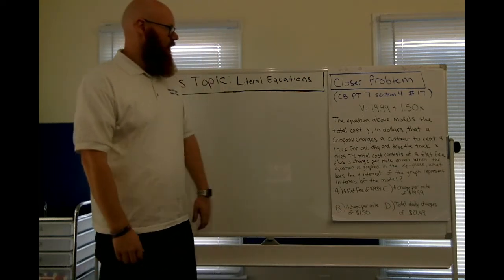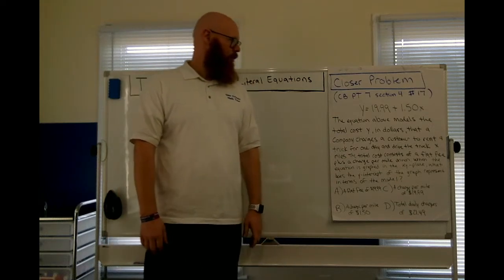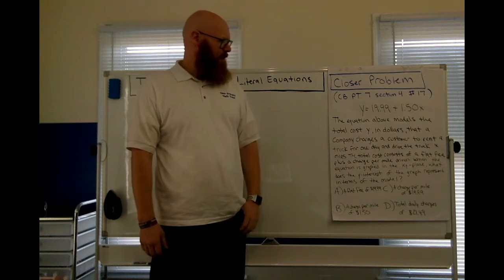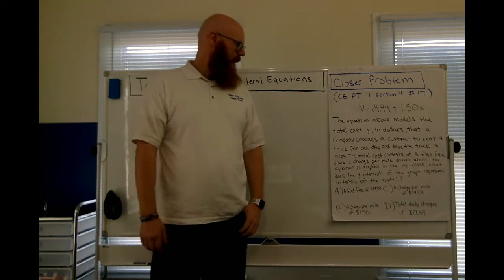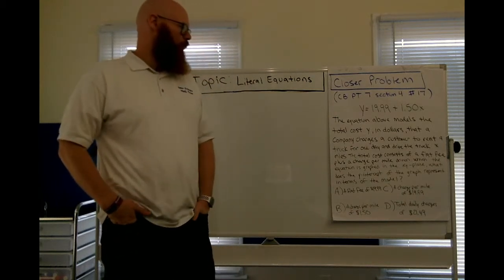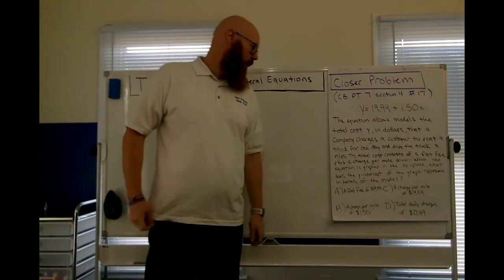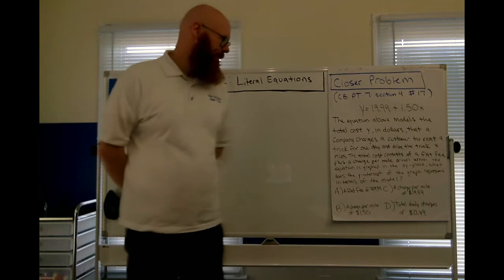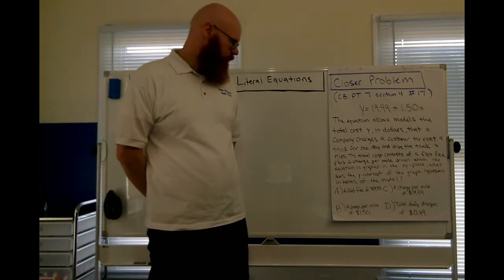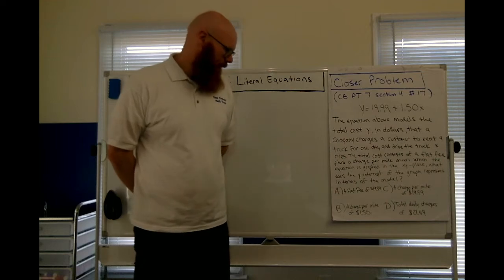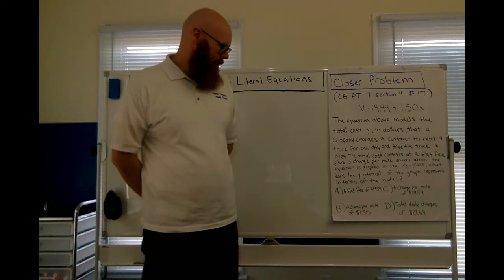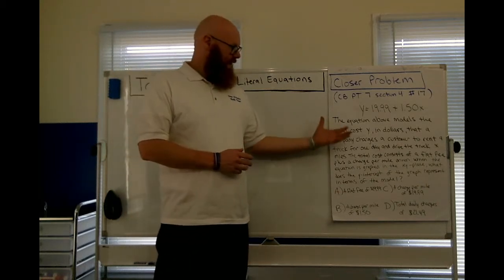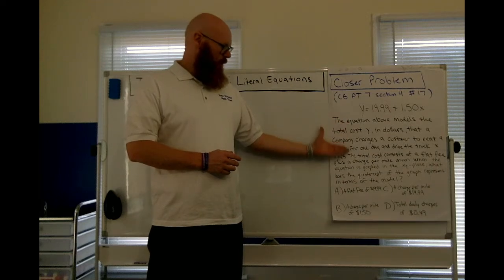All right. So this is College Board Practice Test 7, Section 4, number 17. Starts out with an equation, y equals $19.99 plus $1.50x. And it says the equation above models the total cost y in dollars that a company charges a customer to rent a truck for one day and drive the truck x miles. The total cost consists of a flat fee plus a charge per mile driven. When the equation is graphed in the xy-plane, what does the y-intercept of the graph represent in terms of the model? So this is another one where, again, I'm just reading it to show how long that takes.